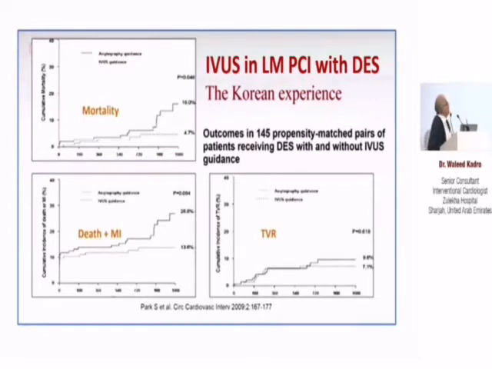Well, we have a lot of data now. Let's talk about the Korean experience. The Korean experience: just by using the IVUS and optimizing the result, we get a significant improvement in death and myocardial infarction, and marginal or borderline improvement in TVR. In the long run, after 10 years, they got improvement in mortality. However, at the beginning, there was no improvement in mortality. But you know, this is a different population in Southeast Asia, different body size and different lesion types.